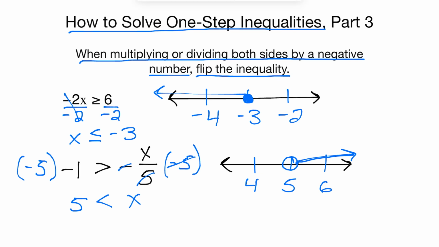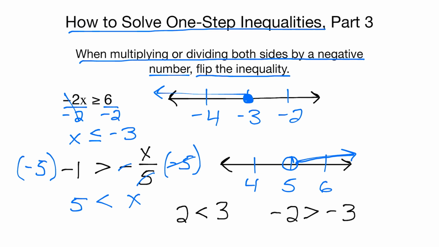Okay, I'm going to change colors. I promised that I would talk about why we flip the inequality. Well, in positive numbers, 2 is less than 3. This is true. 2 is less than 3. Now, if we multiply both sides of that by negative 1, we end up with negative 2 and negative 3. In the negatives, the greater the negative, the smaller it is. So negative 2 is greater than negative 3.